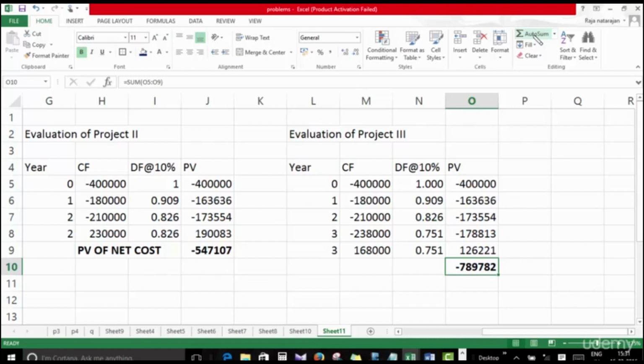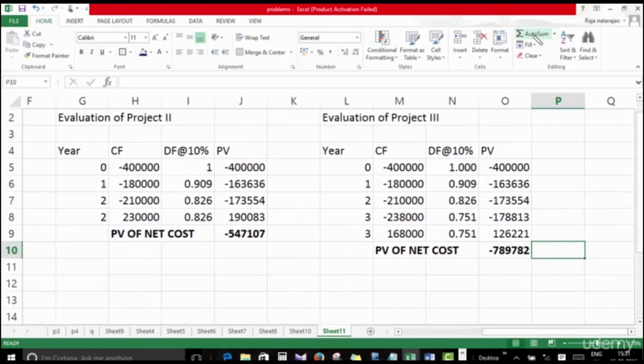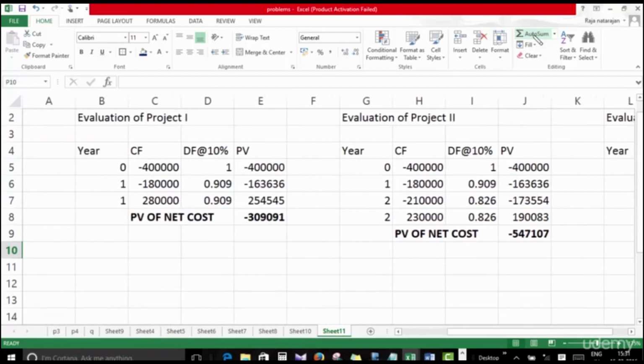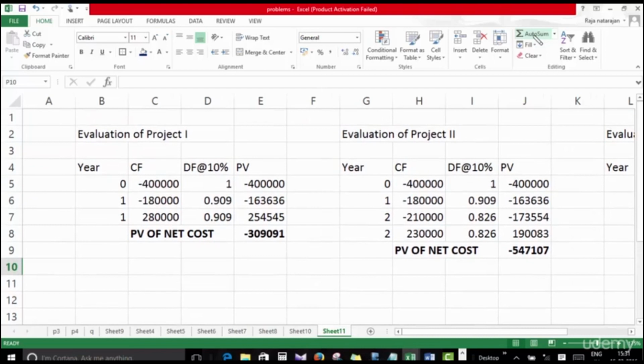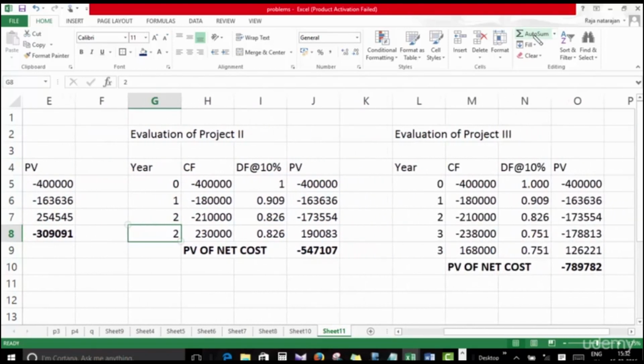So this is your project 3. So we have a PV of net cost in scenario 3 or project 3. Now we have to take a decision on which project investment should happen, or our objective is when the replacement should happen. If you're going to take project 1, replacement should happen at the end of year 1. If it is project 2, replacement is at the end of year 2, and project 3, replacement is at the end of year 3.